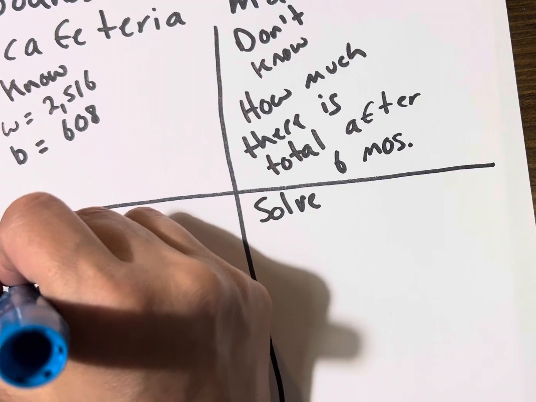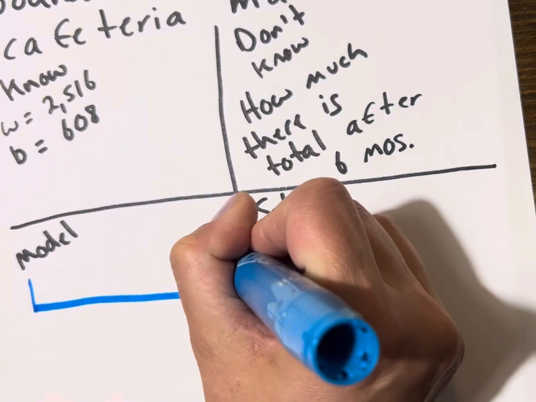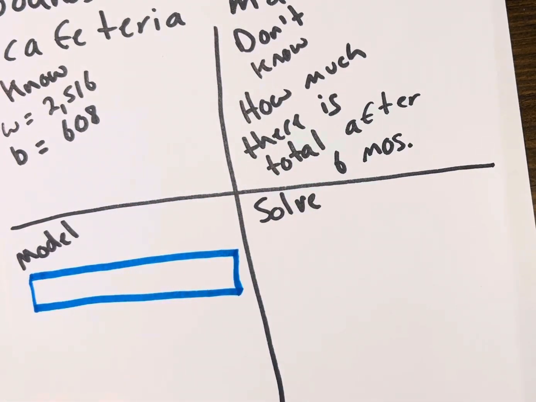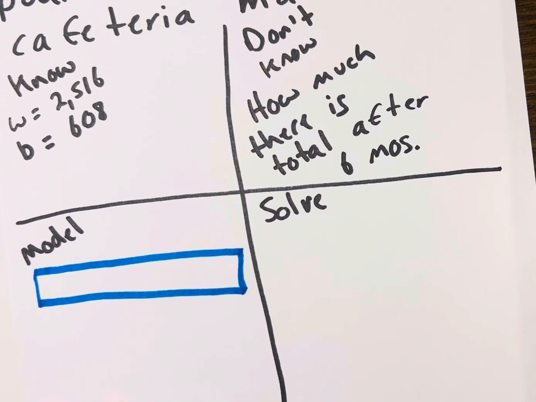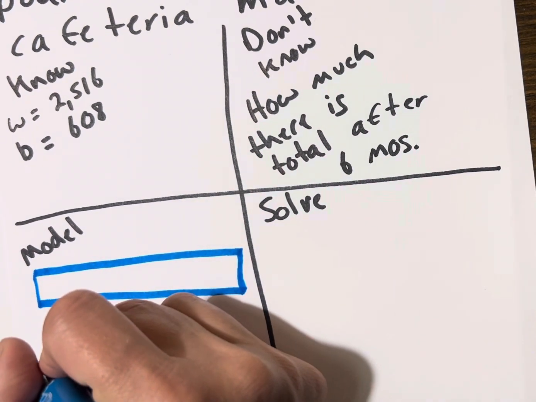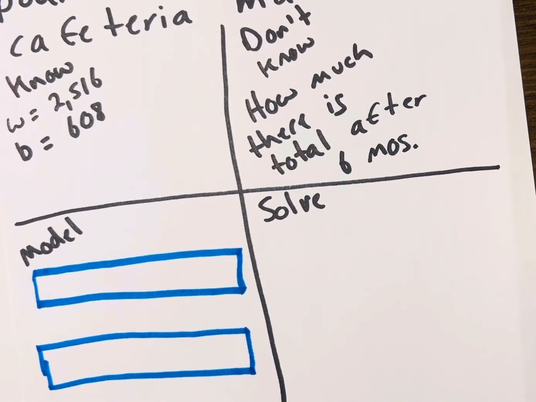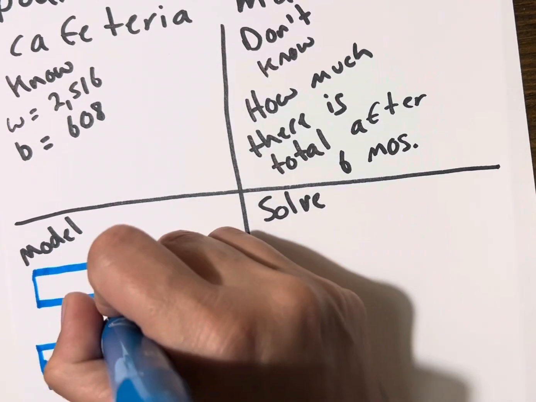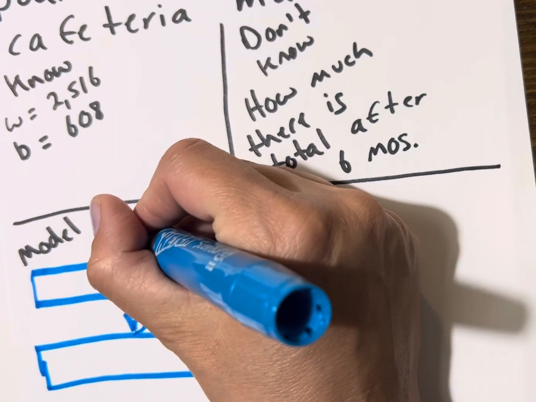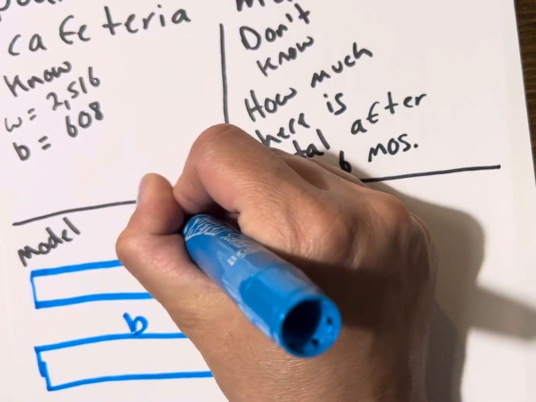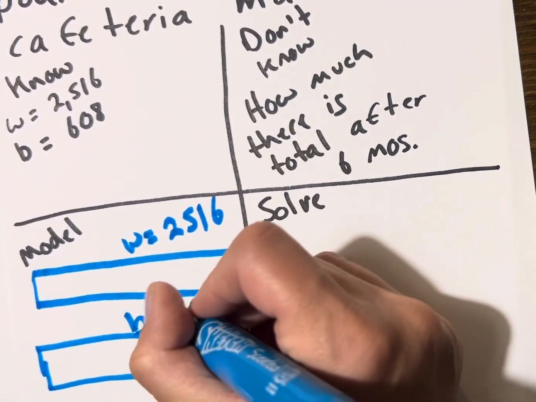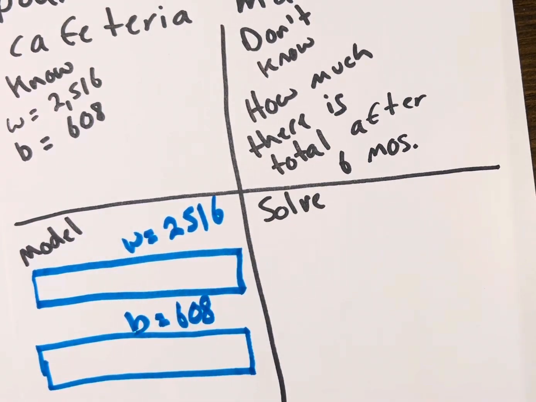So I'm going to do one tape diagram to represent the amount of white rice cooked every month. And I'm going to do another tape diagram, not the amount of white rice cooked every month, but the amount of white rice cooked after 6 months, and the amount of brown rice cooked after 6 months. Okay, we know that the amount of white rice is 2,516 pounds, brown rice is 608 pounds.